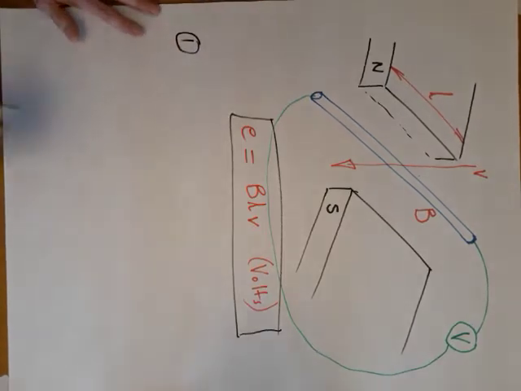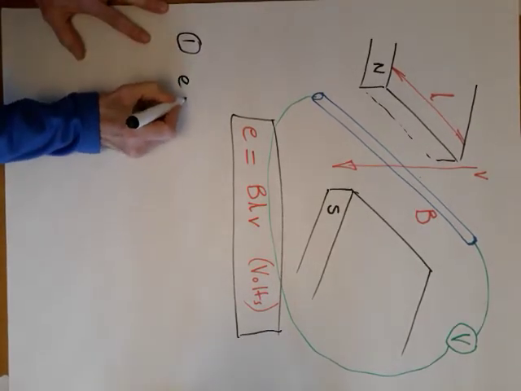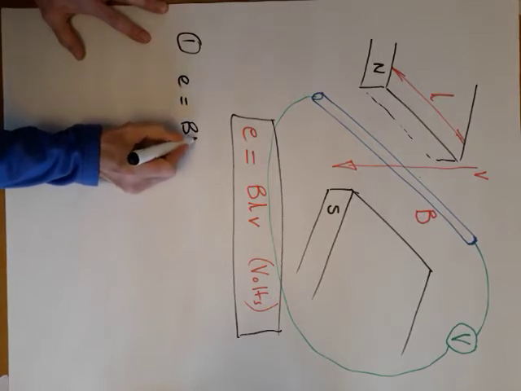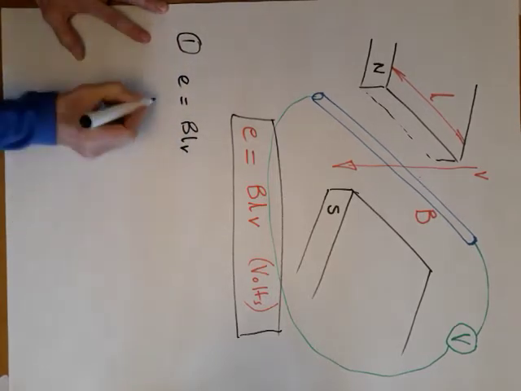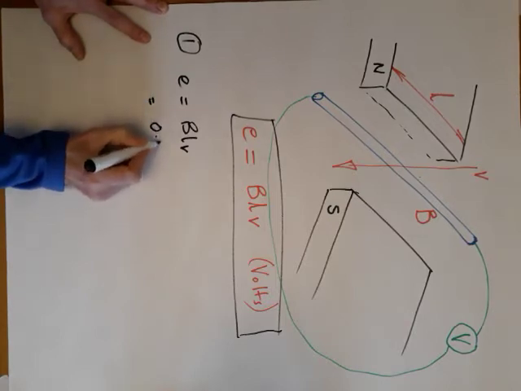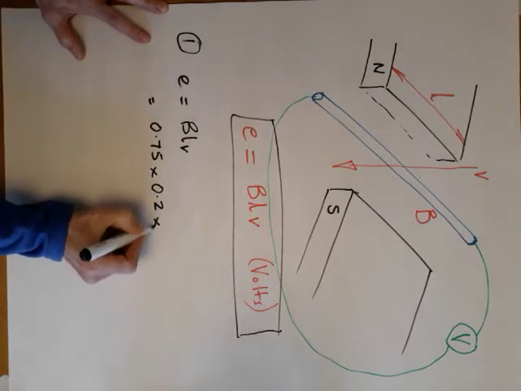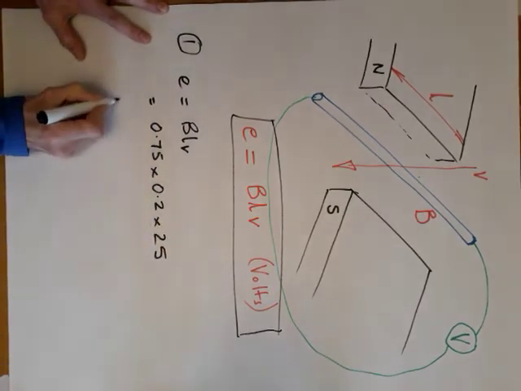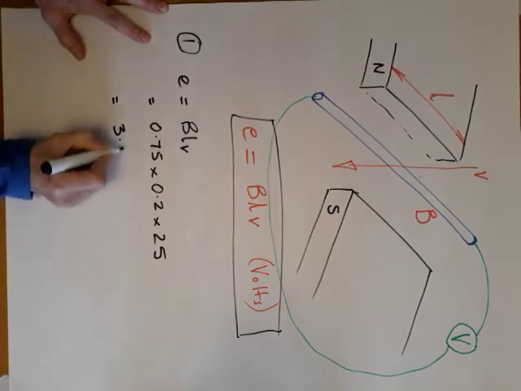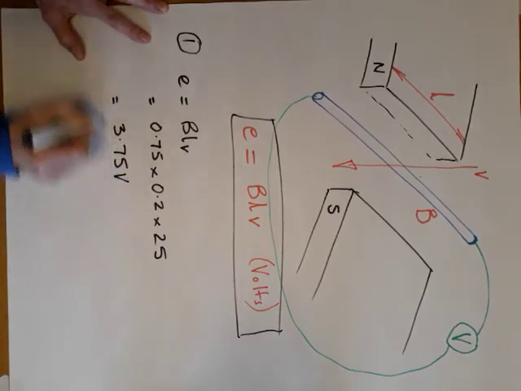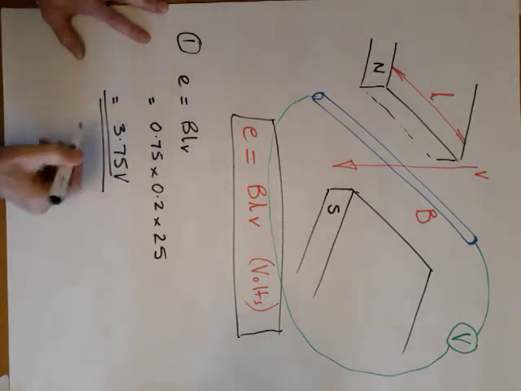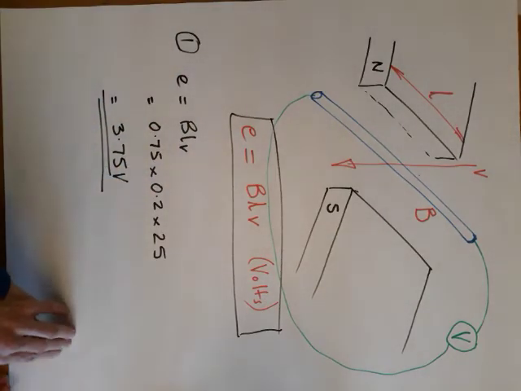So example 1. Look at the question, E equals B L V. Put the numbers in. And that comes to 3.75 volts. Okay, so that's nice and simple. That's the first example. If we do the second example, do it on the back of this to save a bit of paper.